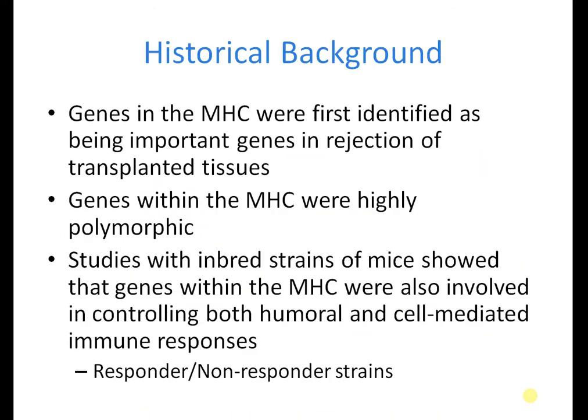Historical background: genes in the major histocompatibility complex were first identified as the important genes in the rejection of transplanted tissues. Genes within the MHC were highly polymorphic, and studies with inbred strains of mice showed that genes within the MHC were also involved in controlling both humoral and cell-mediated immune responses, in responder and non-responder strains.